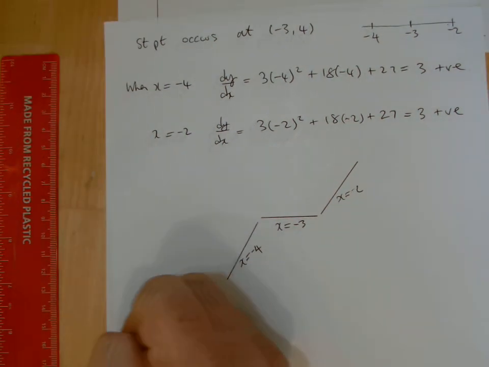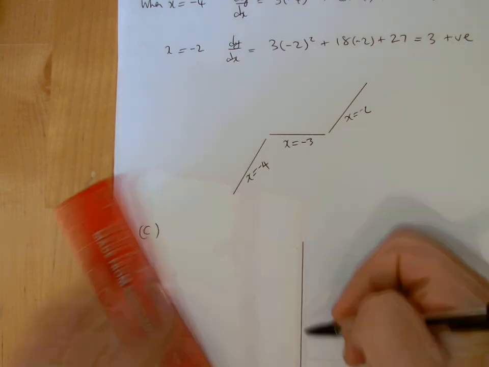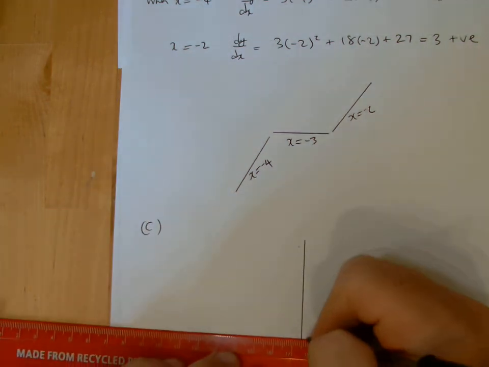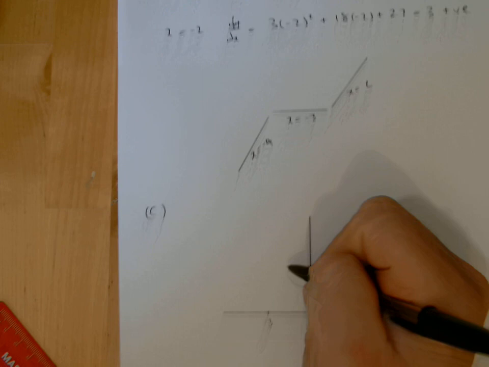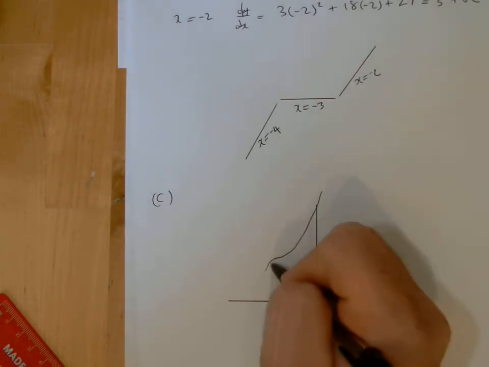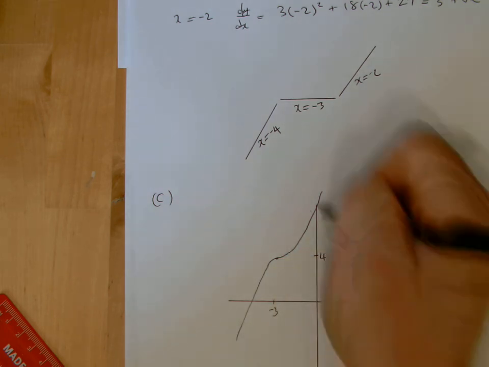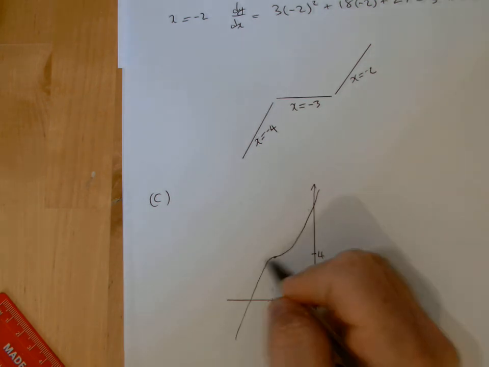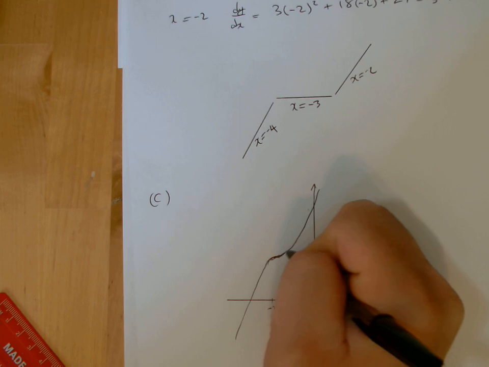So part C just says to sketch the stationary point. Quite simply, at this point of minus 3, 4, minus 3 would be here, 4 would be here. It's going to be literally like that. So you can see your point of inflection is there. It rises, goes flat, so try and get this as flat as you possibly can at that point, and then rises again.